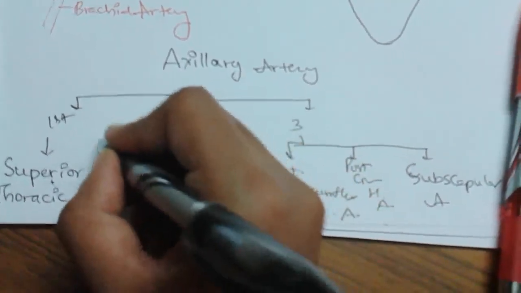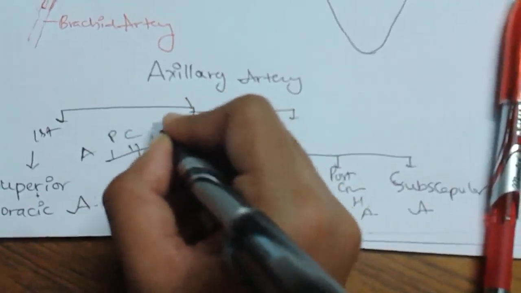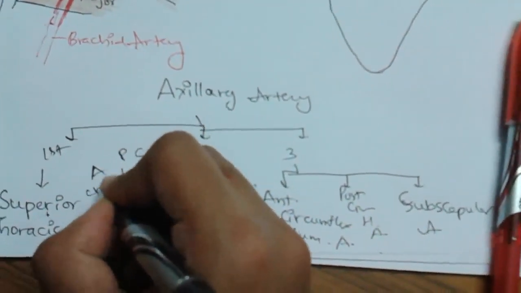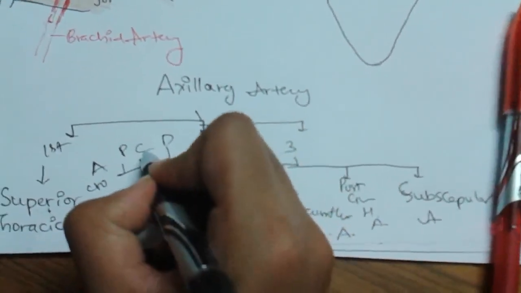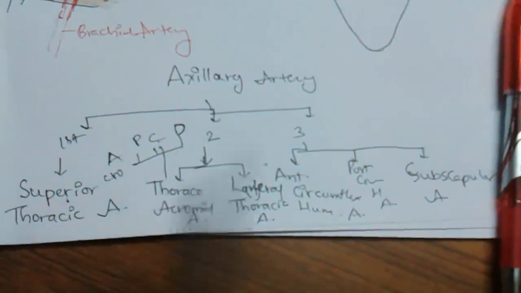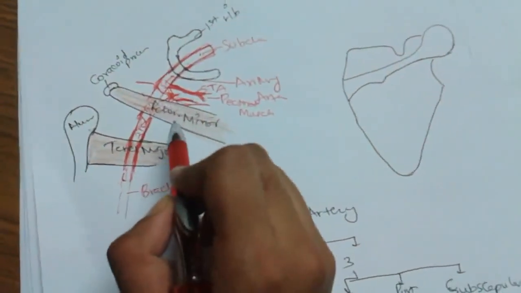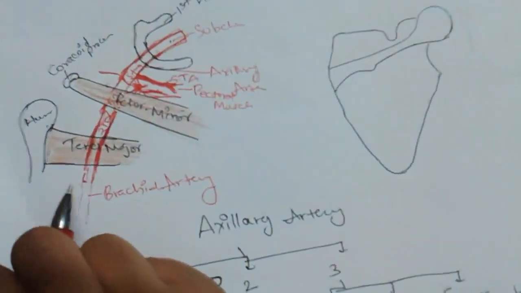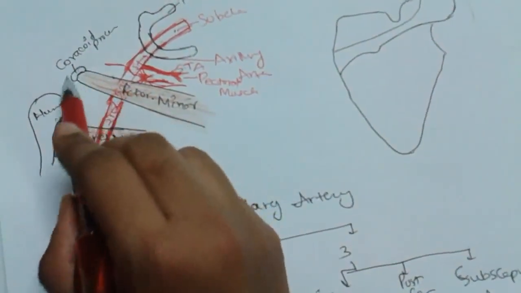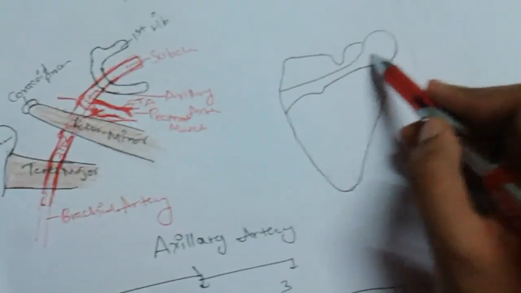So here, the thoracoacromial artery again has four branches. Easy to remember is A, P, C, D. Not A, B, C, D, but A, P, C, D. This is the acromial branch, pectoral branch, clavicular branch, and deltoid branch. So all these four are the branches of the thoracoacromial artery. So this is the thoracoacromial artery. The acromial branch of the thoracoacromial artery goes to the acromion process, and this is the acromion process, right?